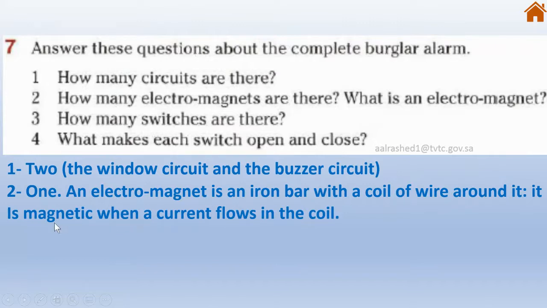Magnet means that it can be automatically operated. Okay, so it's magnetic. For 3, how many switches are there? We have 2. Finding when I say switch open and close, the current. Okay, so the current is responsible for opening the switch and closing it off.